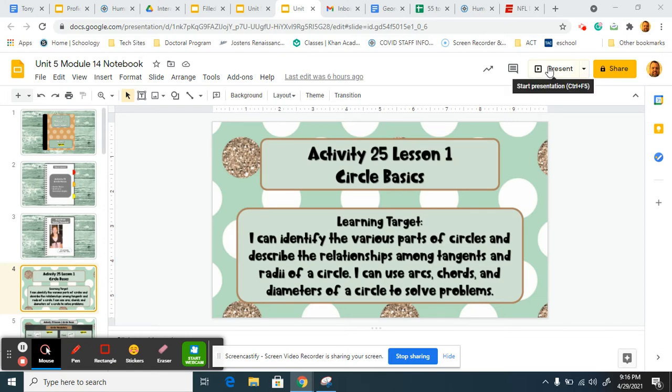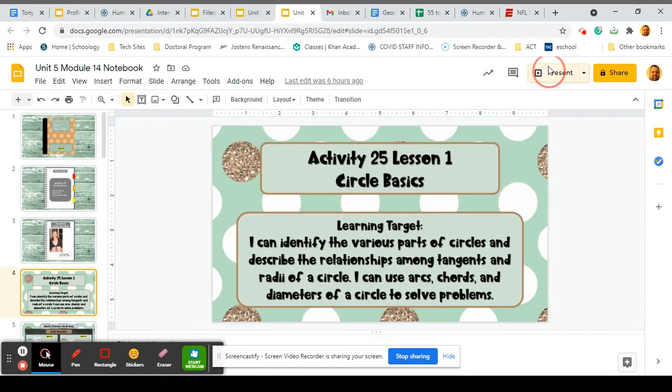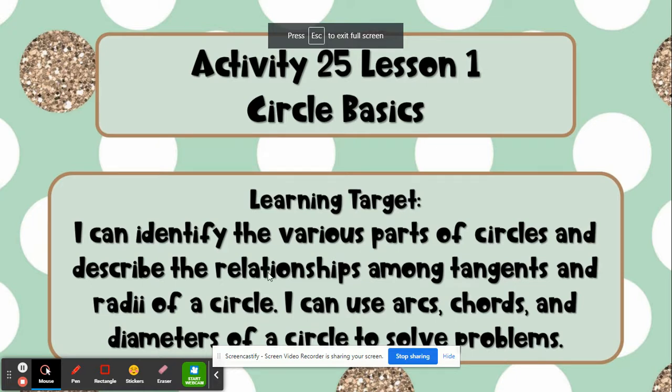Hello, everyone. We're going to talk about circle basics today. Some of these words you've heard before, some of them you may not have. Circles is kind of its own world, so there's some things that we use that you normally aren't aware of.